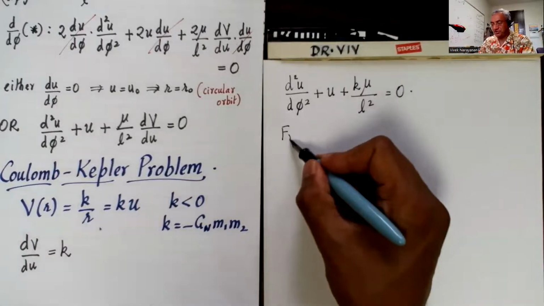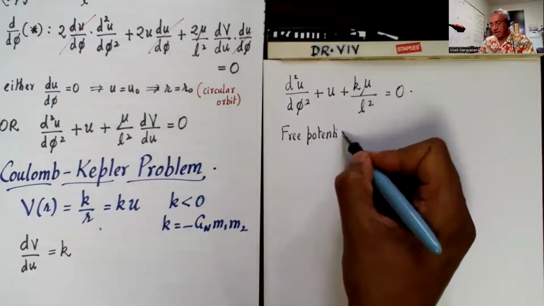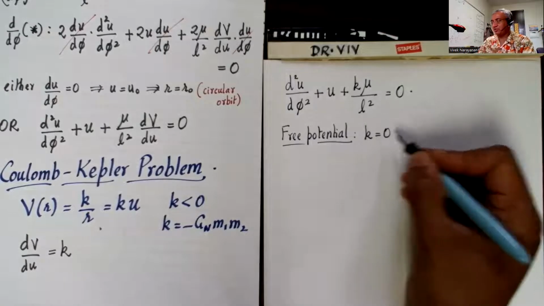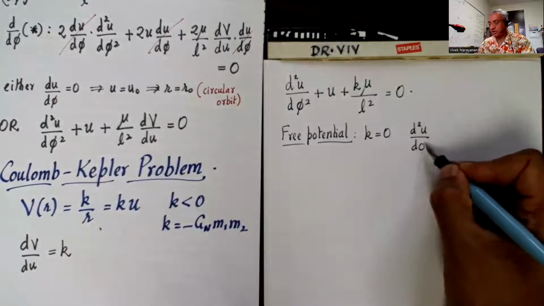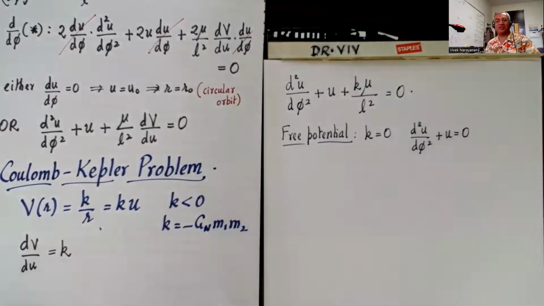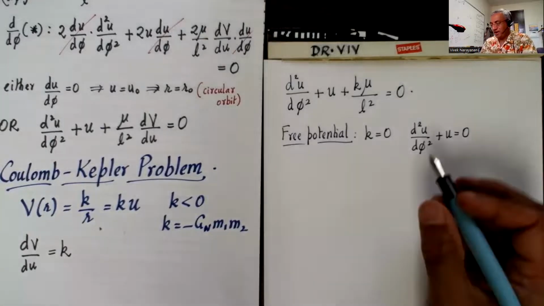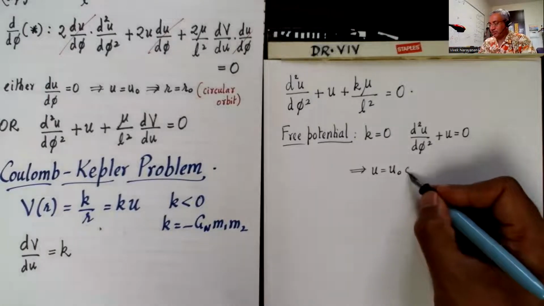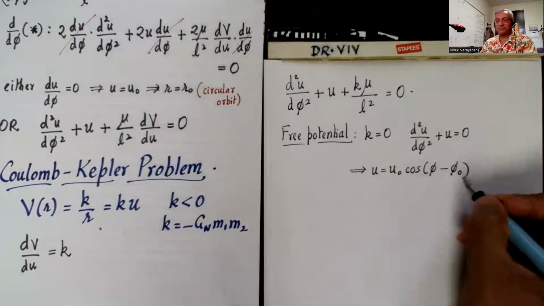The first stage is the free potential case. Suppose you switch off K. It's an on-off switch, and you switch off K. K is equal to 0. So then I'm going to get d2u over d phi squared plus u equal to 0. Well, that's just a standard simple harmonic equation, except not in time. It's an equation in phi. So you can immediately write the solution from knowing your basic physics or basic mathematics as that.